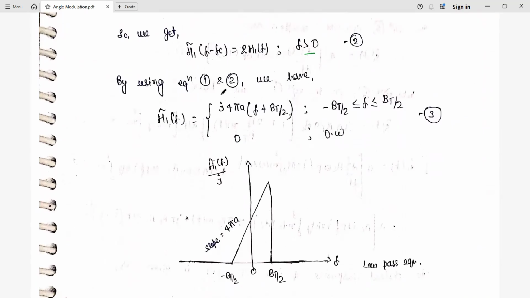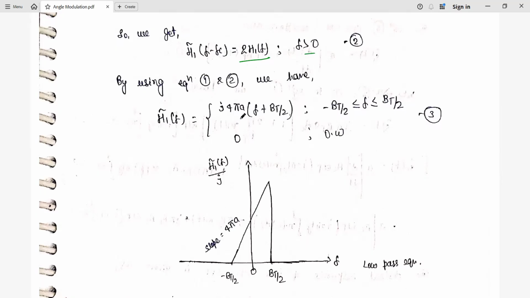So now we are going to utilize equation 1 as well as equation 2. And we are shifting here to the right side. You know that if any function has f minus fc, that is going to shift to the right side, and f plus fc is going to shift to the left side. So we have 2 times this. So 2 is already there.